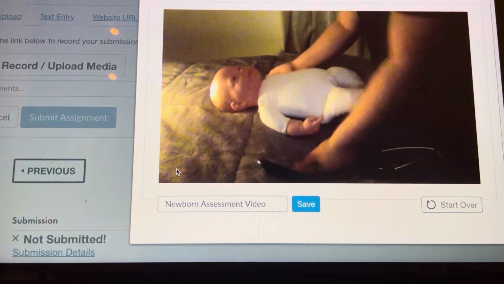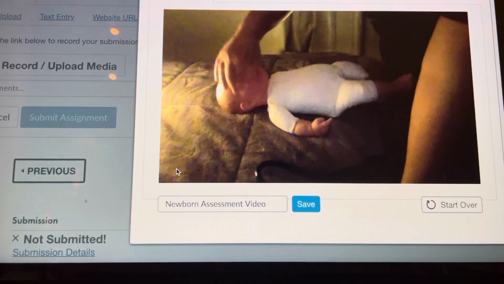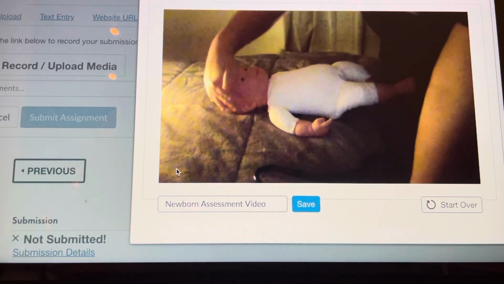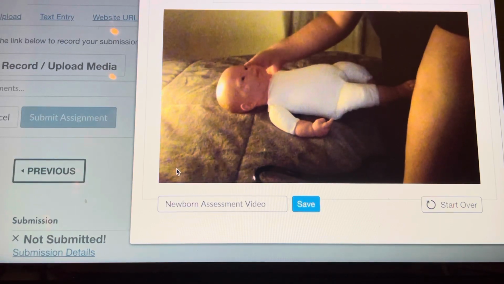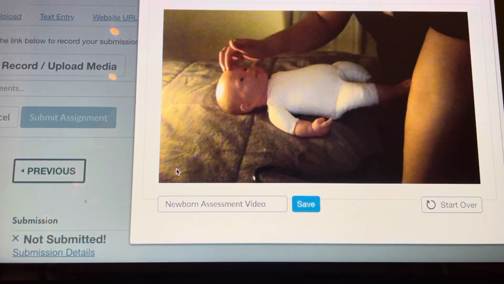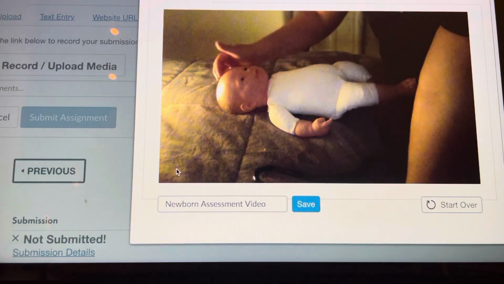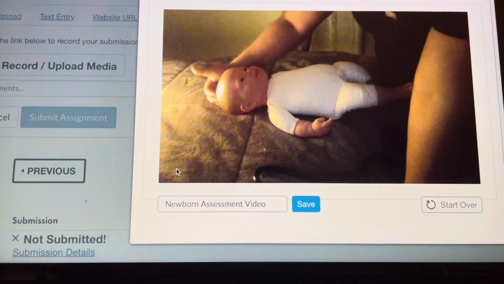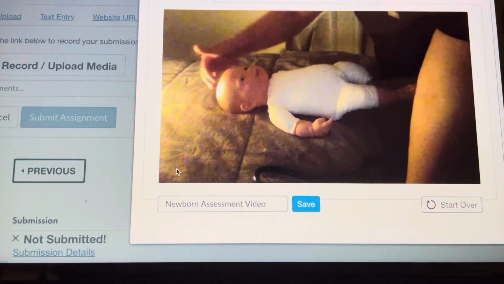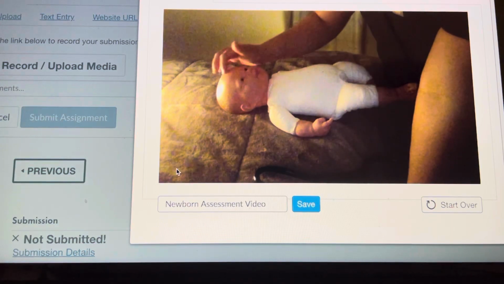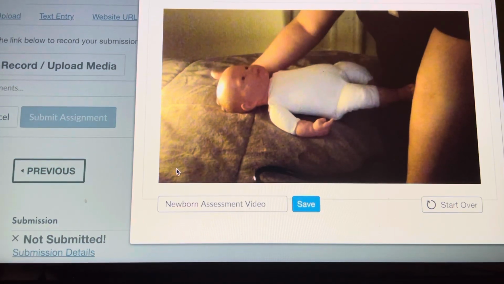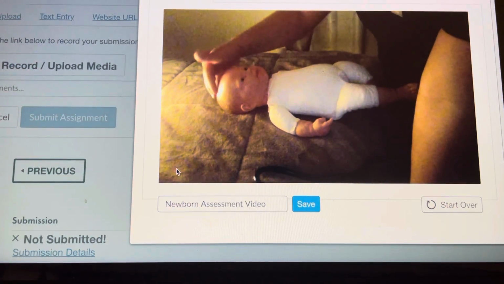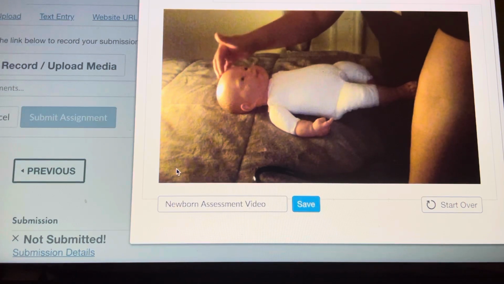So I begin by looking at the head or the skull and seeing that it is symmetrical. There should not be any flat areas to indicate brachycephaly or plagiocephaly, for example. I'm also assessing the hair distribution and the texture of the hair. I'm also assessing the sutures along the infant's skull, along with the fontanelles. So the sutures can be separated, approximated, or overriding, and hopefully they are not fused at such an early age. The fontanelles should be soft and flat.